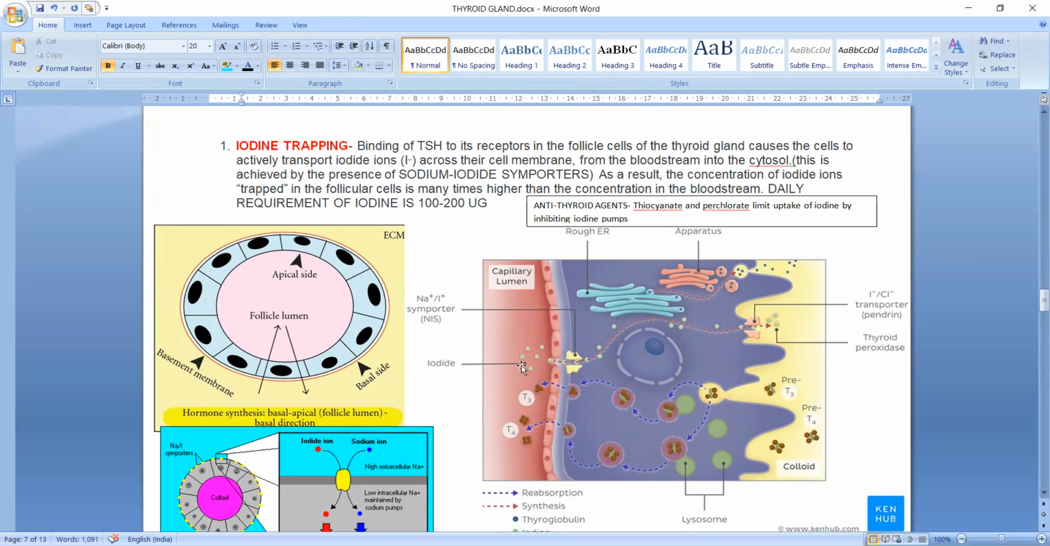The iodine which is present in the blood is transported into the follicle cells by the help of sodium iodide symporters. These iodide ions are then transported into the colloid by iodine chloride transporter, which is called as the pendrin. And here thyroid peroxidase will oxidize this iodide. Two molecules of iodide, the negative charge will be removed to form iodine. Similarly, the rough ER present in the follicular cell will secrete thyroglobulin into the colloid. So in the colloid, now we have thyroglobulin and iodide.